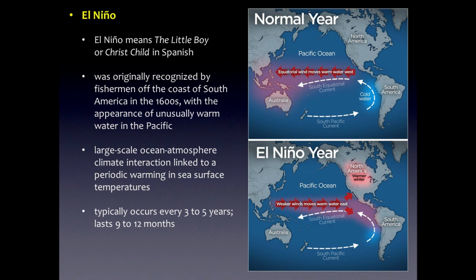What happens, though, during an El Nino year is we see the situation actually flip around, not in terms of the ocean circulation patterns per se, but we see now that warmer, weaker winds are moving warmer water towards the east. So instead of warmer water moving to the west, that warmer water moves to the east. This has implications in terms of the fishing industries along South America, and it also means that in North America, we tend to experience warmer winters.